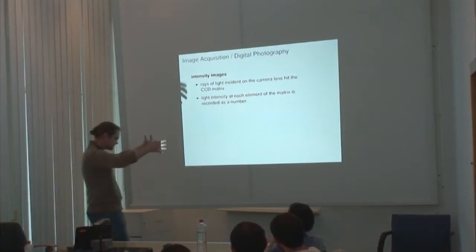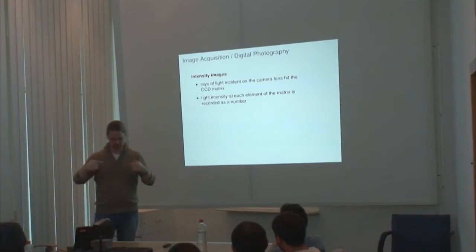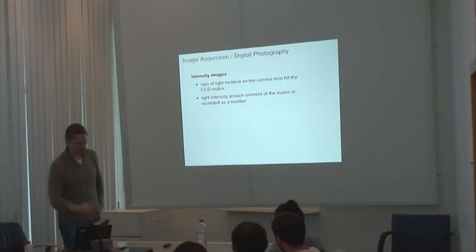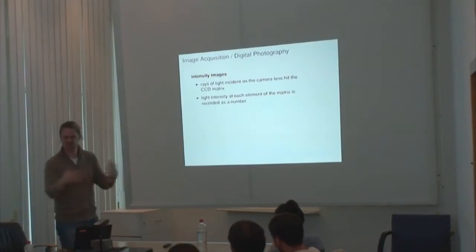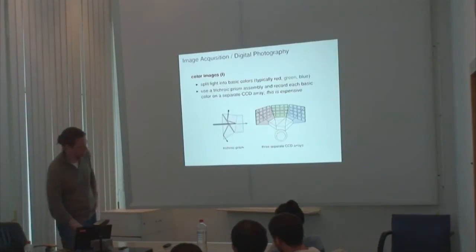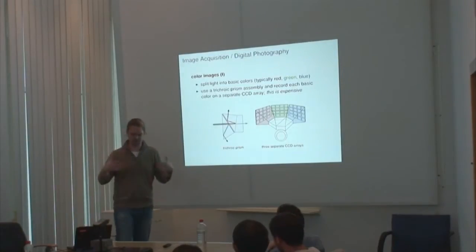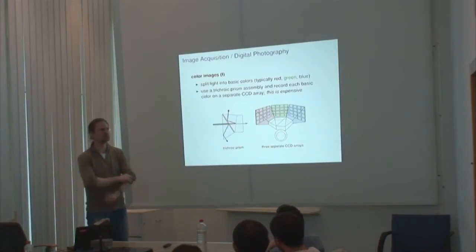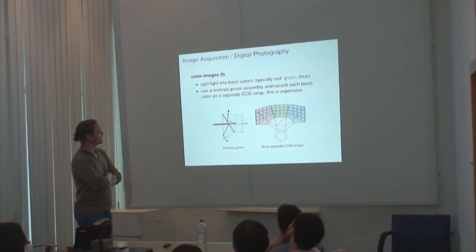So light is being reflected from stuff. It hits the camera lens, which focuses it on this chip, and these tiny elements on this CCD chip record the energy or amount of photons in terms of numbers, which we can then represent in a computer. How do we record color images? Of course we see different kinds of colors, and it would be nice if a camera could do the same. There are different ways of doing that.